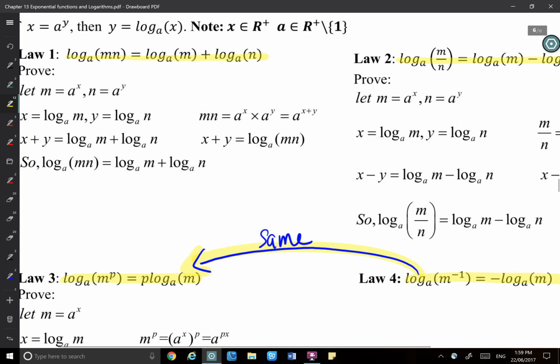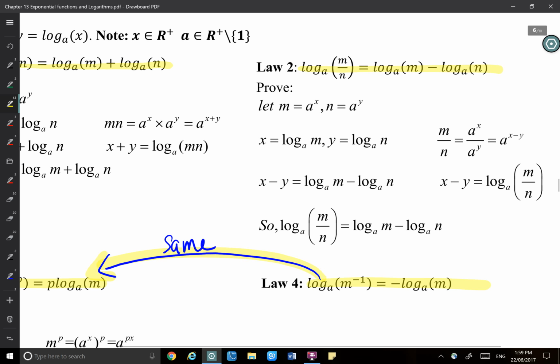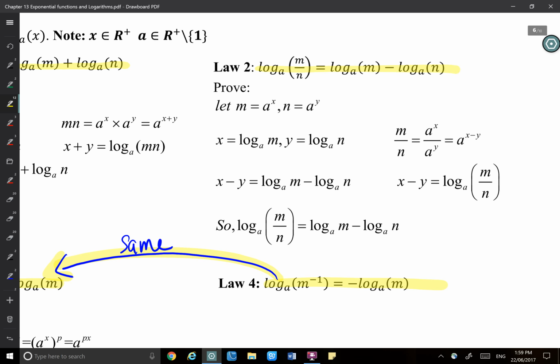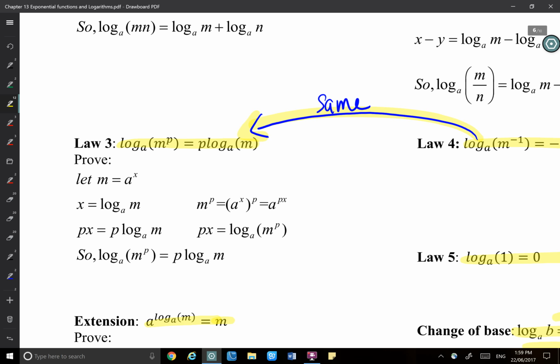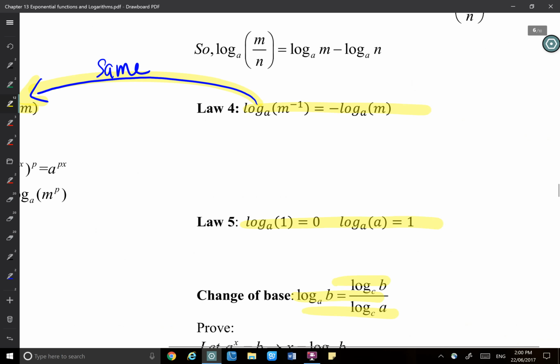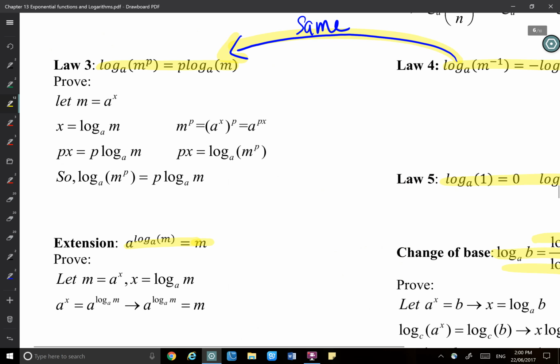So when you have two logs with the same base added to each other, you multiply those two numbers together. If you have two logs with the same base subtracted, you divide those two numbers. If you have log base a of m to the power of p, you can drag that p into the front and write p times log base a of m. And number four is basically you drag that -1 into the front, which is the same as law number 3. The p becomes m.